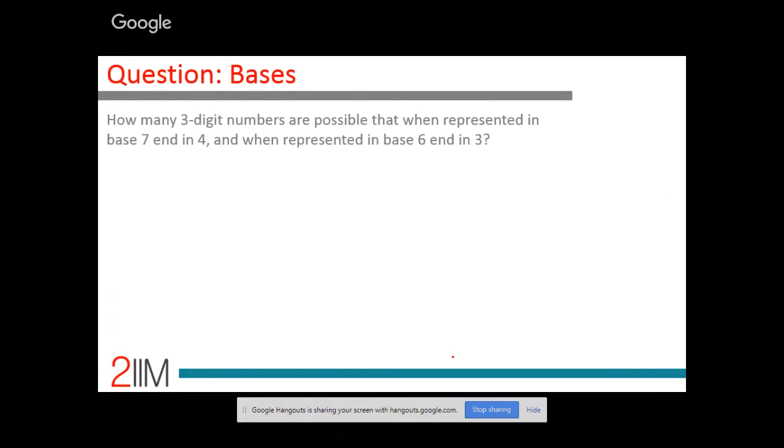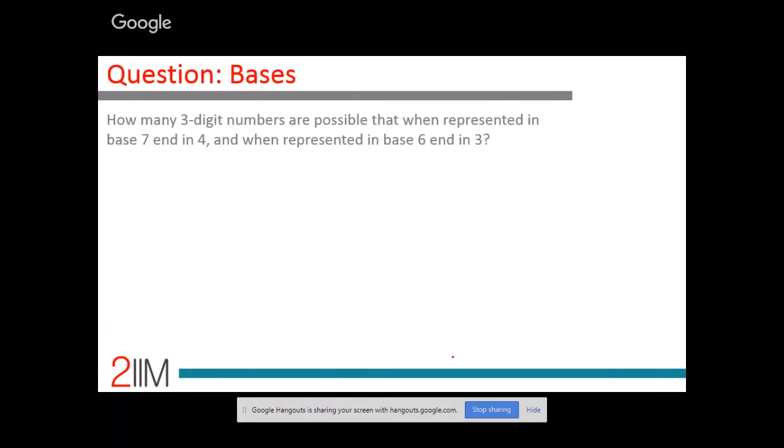Okay, a lot of this has got to do with the language, and so I'm going to break this down. A number in base 7 ends with 0. What does it mean? The number is a multiple of 7. A number in base 6 ends in 0. That means a multiple of 6. A number in base 7 ends in 4. What does that mean?